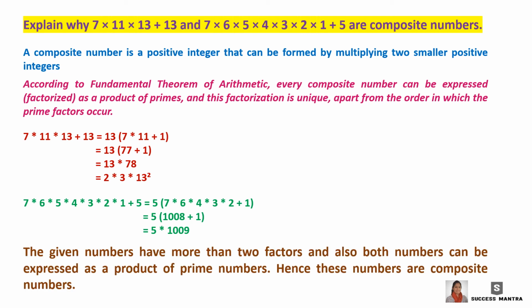So we have proved that the given numbers have more than two factors and both numbers can be expressed as the product of prime numbers. So the given numbers are composite numbers.